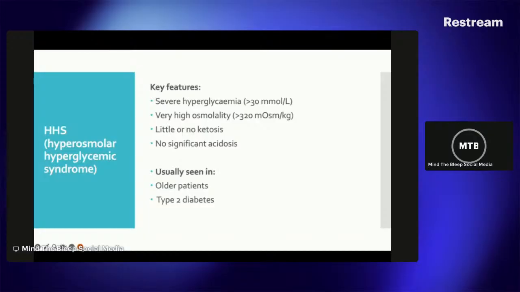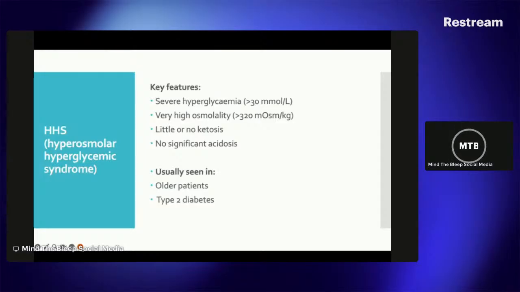Now we'll move on to HHS. It's a similar presenting condition and common endocrinological emergency. Its key features are the severe hyperglycemia, the very high osmolality, and the difference between HHS and DKA is that you'll see little or no ketosis and no significant acidosis.